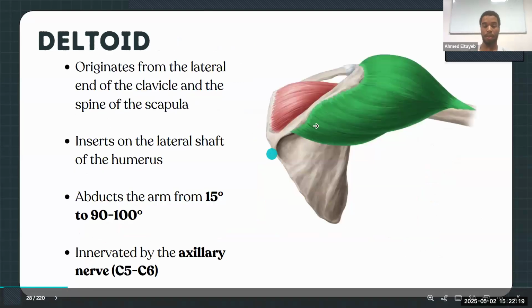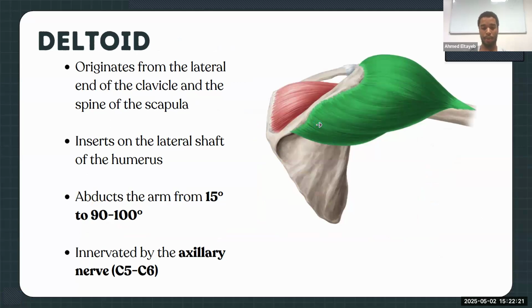Now, the shoulder muscles. So again, in the beginning, I think we mentioned we don't need to know origins or insertions. But if you know the origins and insertions, the actions of the muscles will make sense. So the deltoid originates from the lateral end of the clavicle and the spine of the scapula, and it inserts onto the lateral shaft of the humerus.